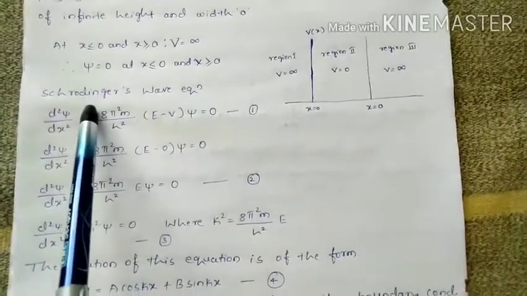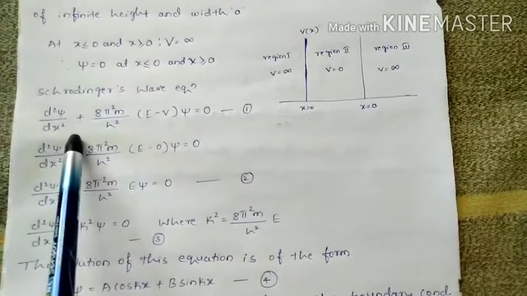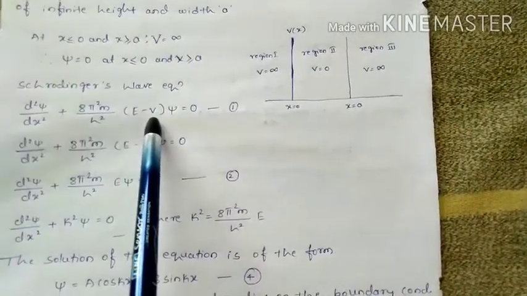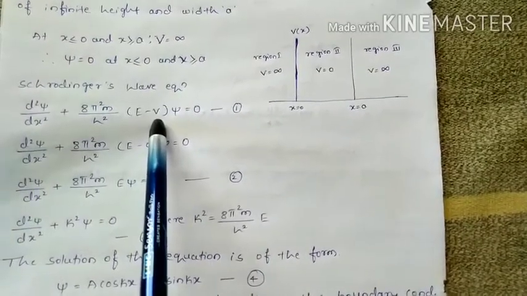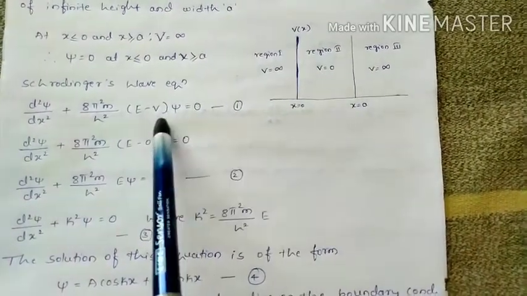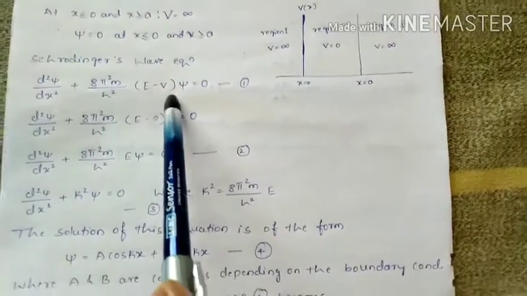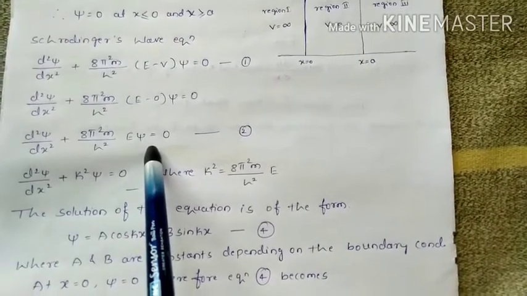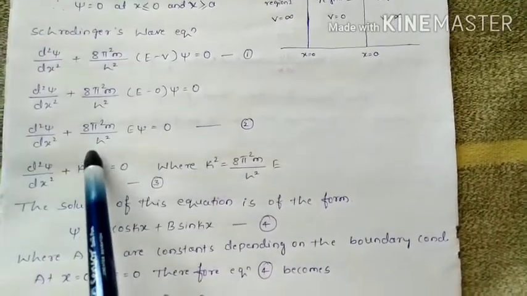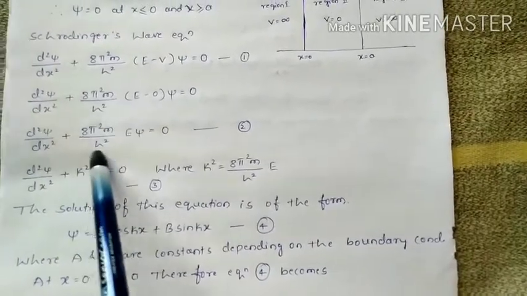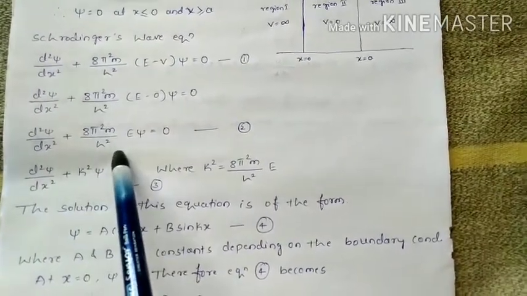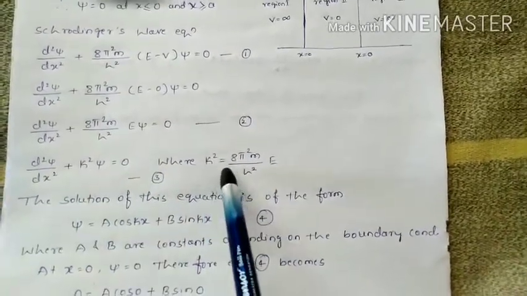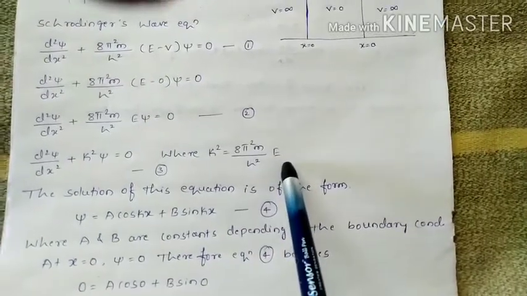So we know the Schrodinger wave equation. This is our Schrodinger wave equation which we have derived. Here we have to substitute V equals 0, because here the potential energy V equals 0. That is the reason we substitute V equals 0, and the equation changes like this. Now all this term we will take as a constant. That is the reason we will write it as k square, where k square equals 8 pi square m divided by h square into E.